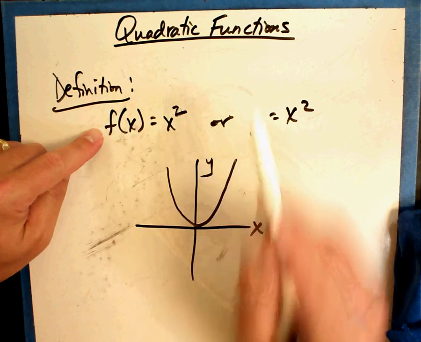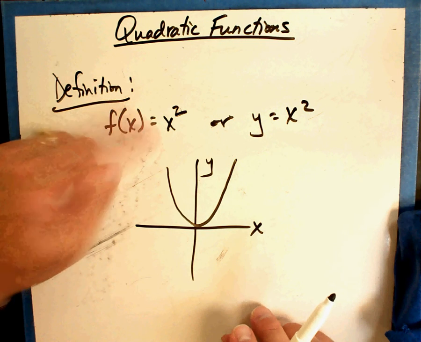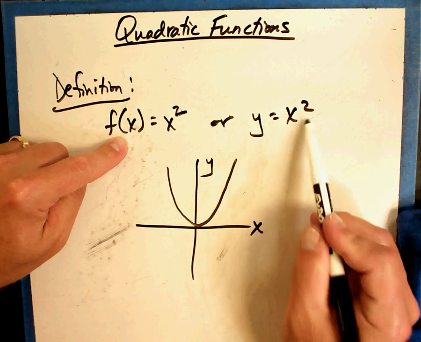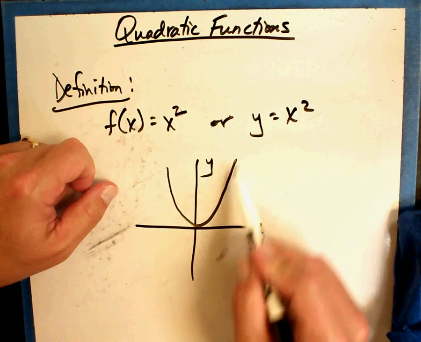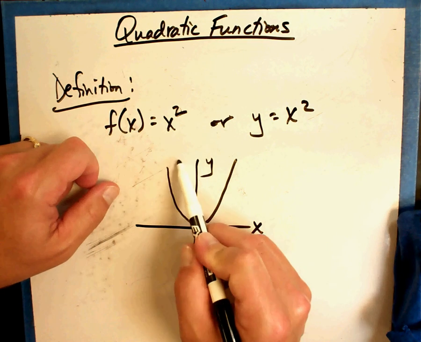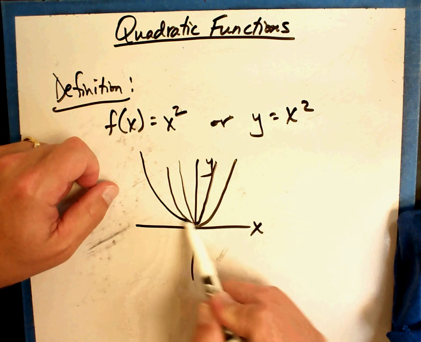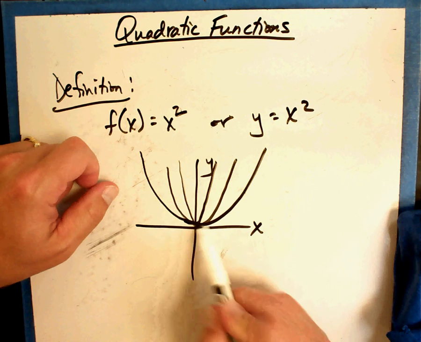So in this case, f of x equals x squared, or we learned from another video that f of x is the same as y, so y equals x squared. These are all going to be drawn on a graph looking like this. They may be really skinny, or they could be really wide. But they all have that function.